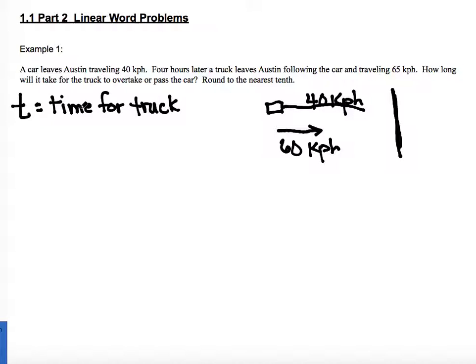Then I need to figure out how I'm going to set this all up. We're going to use a chart for these problems, hopefully to keep you organized, and then you can see a pattern and how to set up these distance problems each time. If you recall, distance is equal to rate times time. We're going to use that to help us solve this problem.